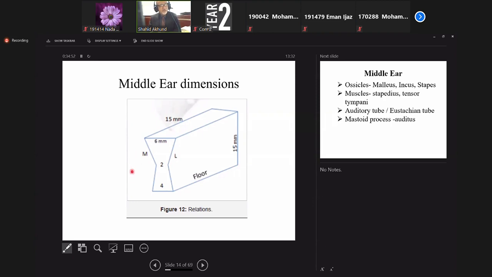We'll see the inner ear medial to this medial wall. So you can see the different dimensions. You see that? 15 millimeter height and 6 millimeter width, at different places. So it's not kind of a matchbox itself. It has different dimensions at different points.